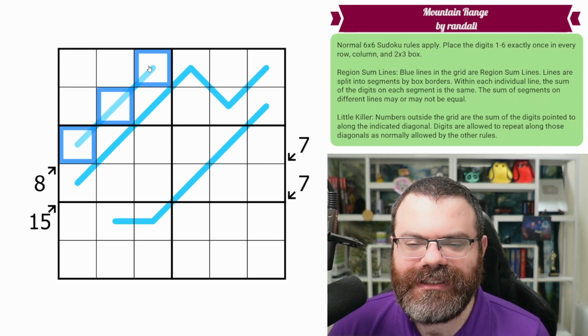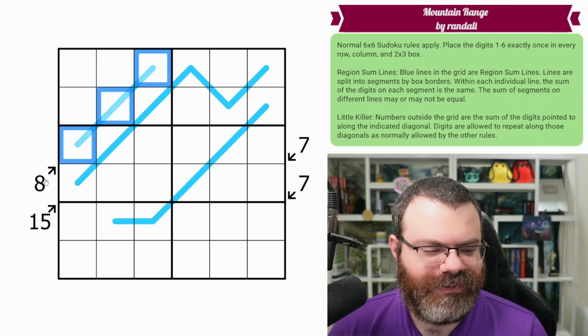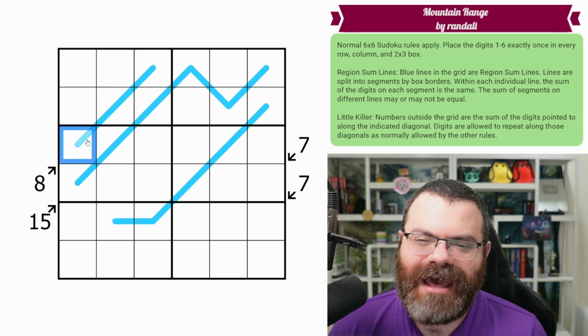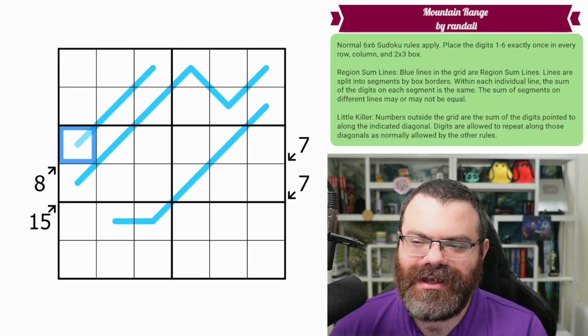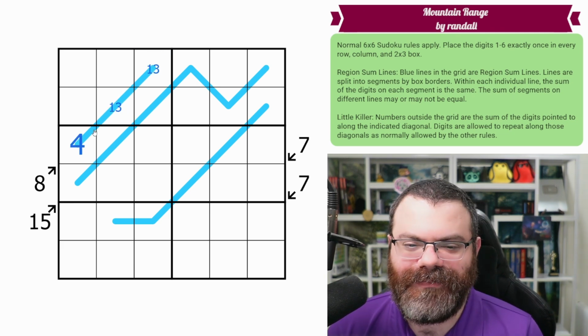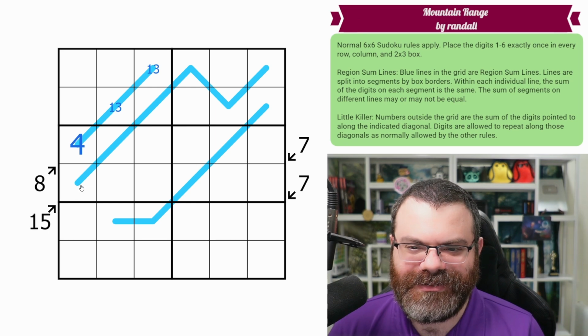Well, we know this sums to 8 because of the little killer clue sitting here saying it sums to 8. And we know that this is half of it because there are 2 segments that have equal sums. So this has to be a 4, and then this is a 1, 3 pair. So I guess that was my example. That was an accident. I didn't actually pay attention to what I was doing.